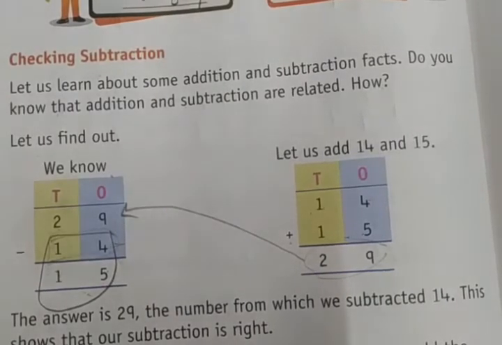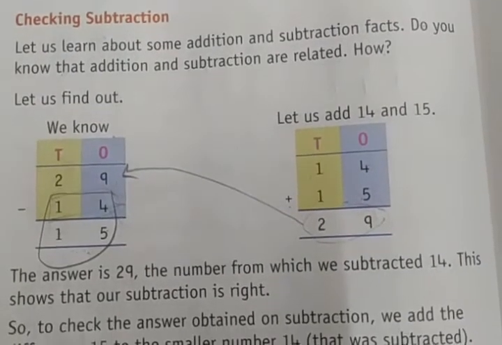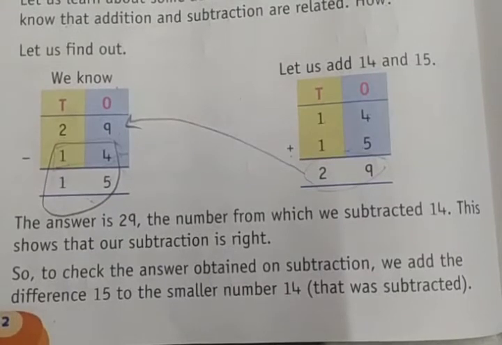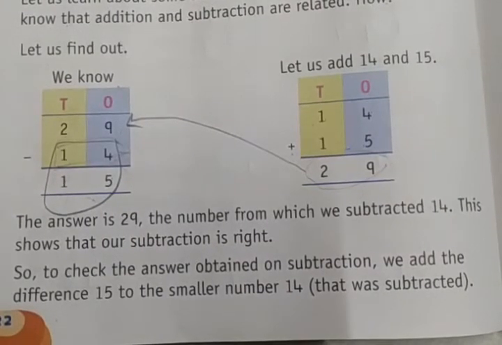Okay, the answer is 29. Thus the answer is 29. The number from which we subtract 14, this shows that our subtraction is right. So to check the answer obtained on subtraction, we add the difference 15 to the smaller number 14.